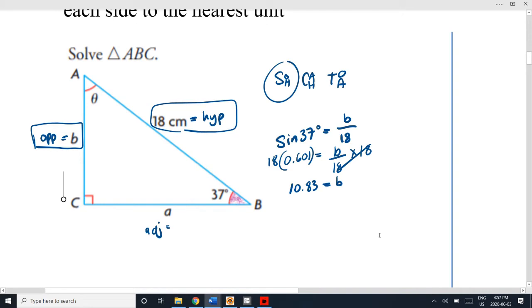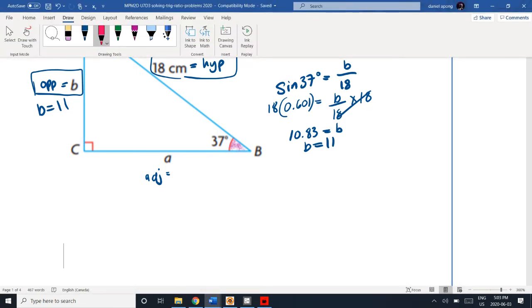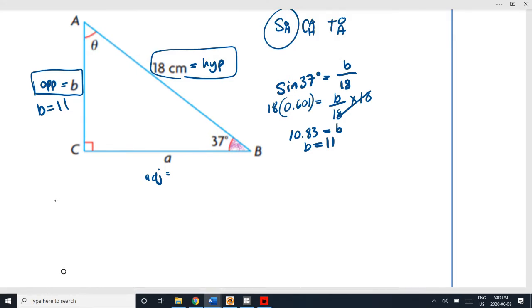Since the question says round to the nearest whole unit, we can look at this value here. We look at the 0.8, so the closest whole unit is going to be 11. So we know B is equal to 11. So we can say side B here is 11. Now we know two sides of a right triangle. To find the third side, we could use Pythagorean theorem. So let's solve for side A.